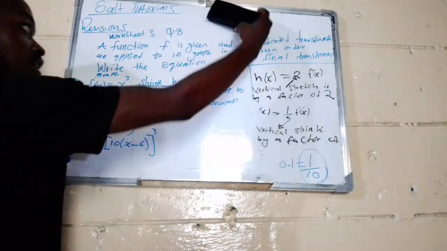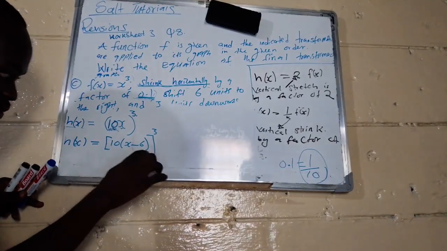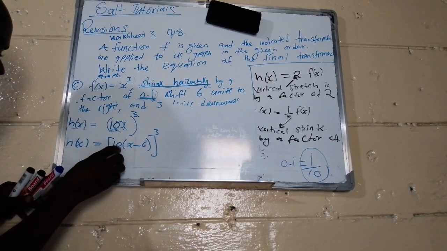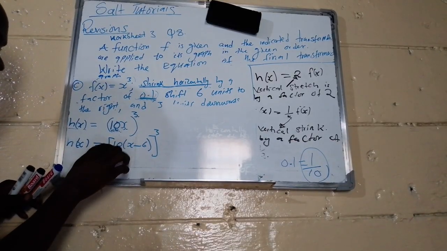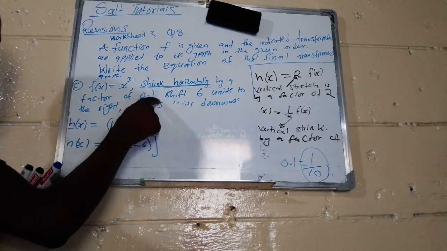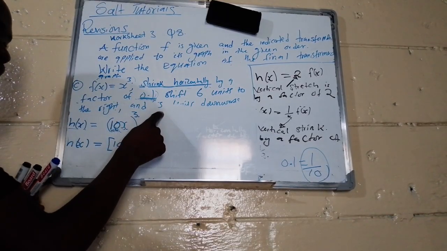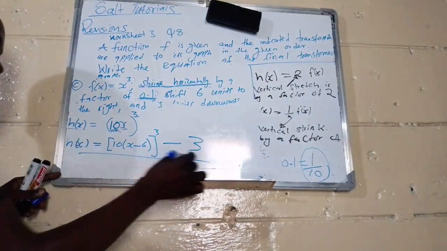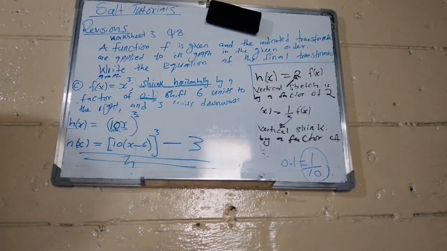So the inside here represents horizontal transformations. The minus 6 is moving to the right. The 10 is multiplying the function here by 10, causing a horizontal shrink by a factor of 0.1. And then 3 units downwards. The downwards means I'm subtracting 3 from this function. So the final function will be this one: h of x is equal to (x minus 3) to the power 3 minus 3. That will be the final equation for our function.